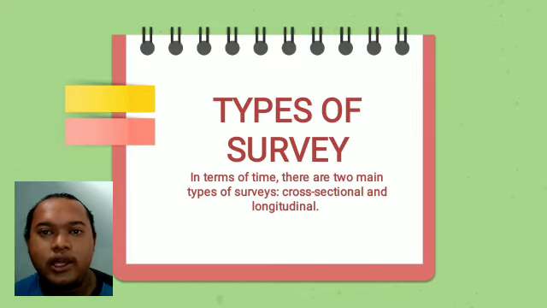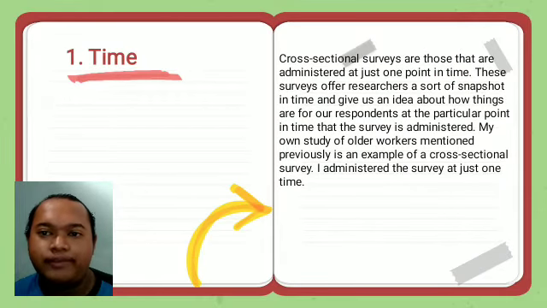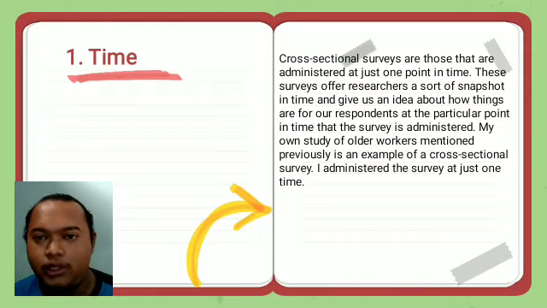The next is the types of survey. First, it is time. In terms of time, there are two main types of surveys, cross-sectional and longitudinal. Cross-sectional surveys are those that are administered at just one point in time. The surveys offer researchers a sort of snapshot in time and give us an idea about how things are for our respondent at the particular point in time that the survey is administered.